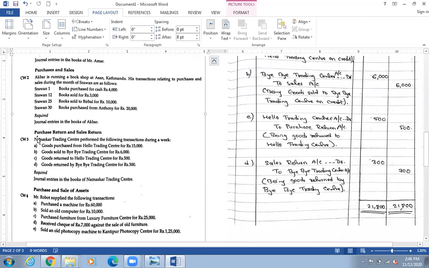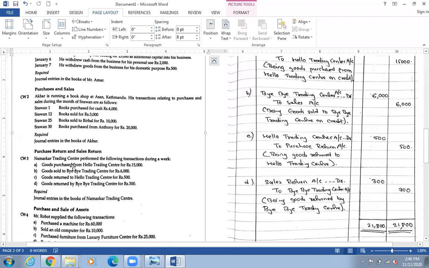So in question number 3, it is mentioned that Namaskar Trading Center performed the following transactions during a week. So this week, such transactions have happened. ABCD is given instead of the date. So how will you do it then? Instead of writing the number, that means the date, you write ABCD in the date column.